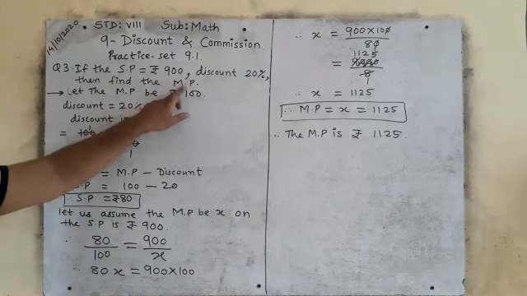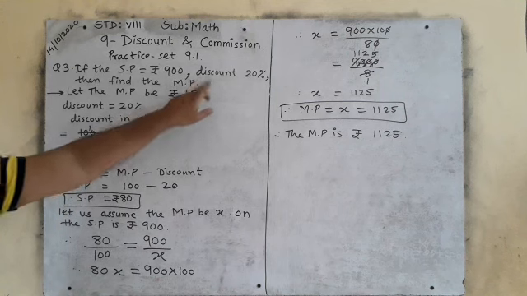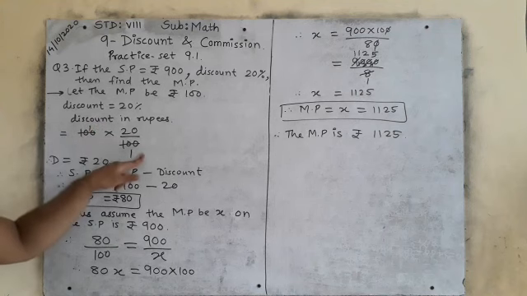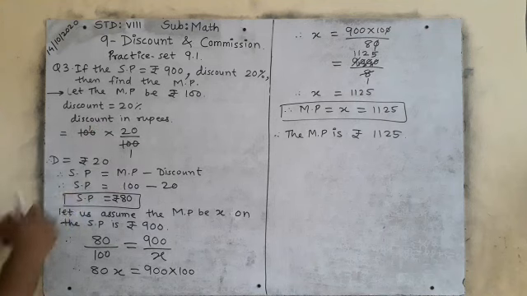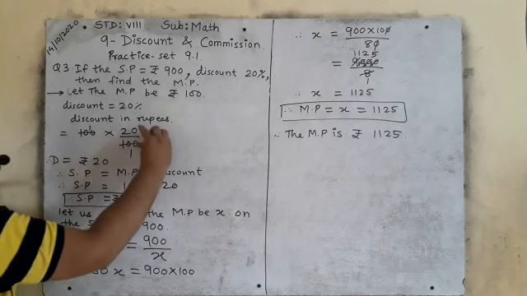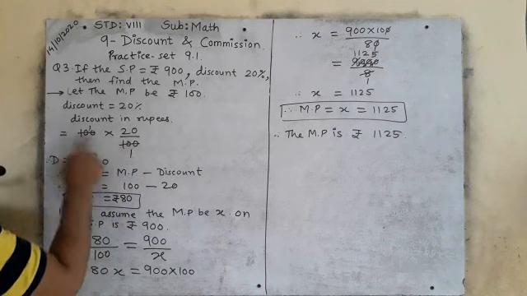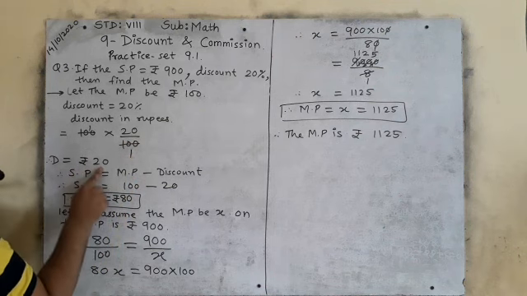See, whenever mark price is not given, we will consider mark price to be 100. 20% discount, we will find out in rupees. So mark price multiplied by the discount in percentage. This is mark price multiplied by discount in percentage. 20% means 20 upon 100. 100 will get cancelled. Discount will come to 20 rupees.